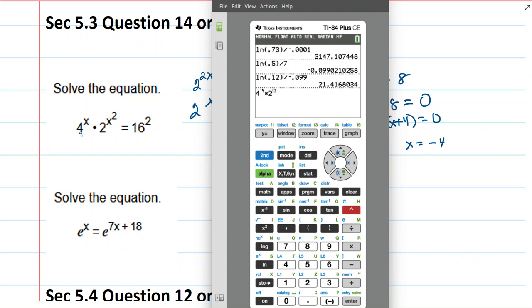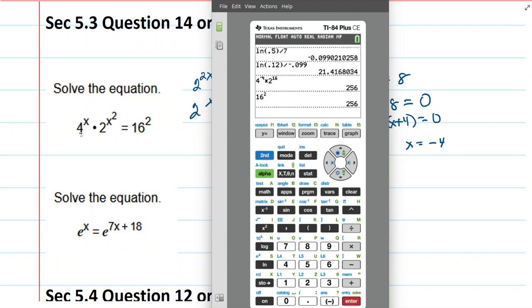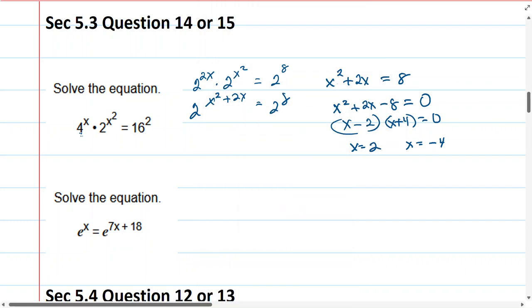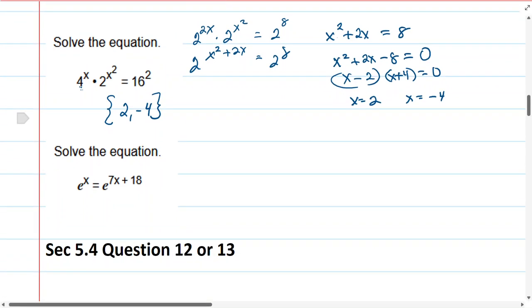That's to the 16, isn't it? Yep. 256. Let's find out. Both of them work. Didn't think the negative would work, but it did. This is a fraction, but well, there you go.